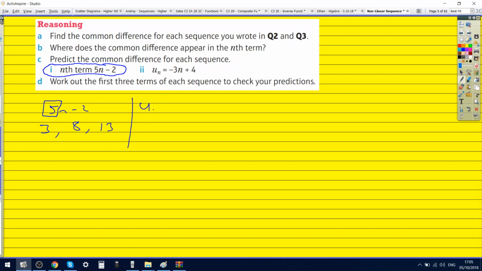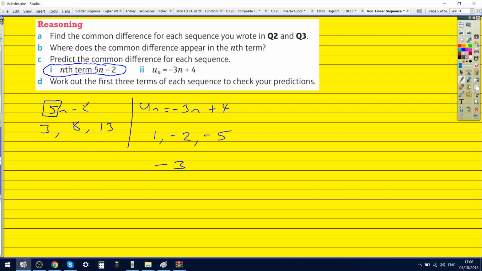And then how about Un equals minus 3n plus 4? Any idea about the common difference there? We go 1, then minus 2, then minus 5. And any idea what the common difference is there? What's it going down in each time? Oh, sorry. Yeah, it's going down in 3. Yeah. And so if it's going down by 3, we say minus 3.